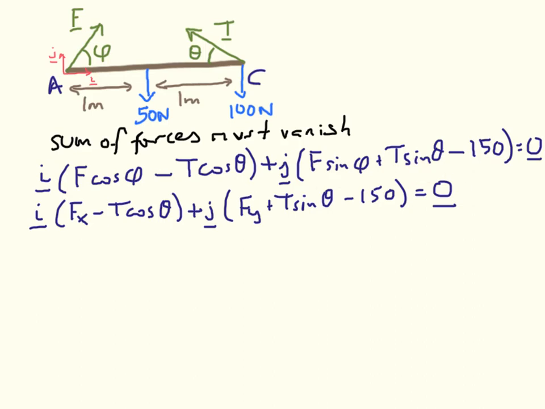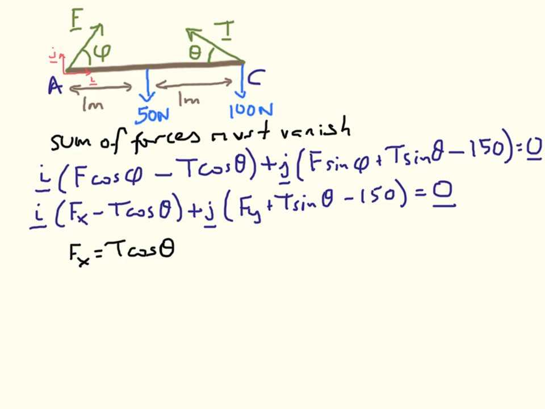When I solve it now, I'm going to use this version here. So we have Fx is equal to T cos theta, and that comes from demanding that this component of the overall vector of all the forces vanishes.